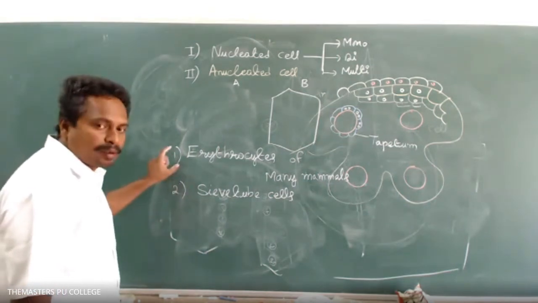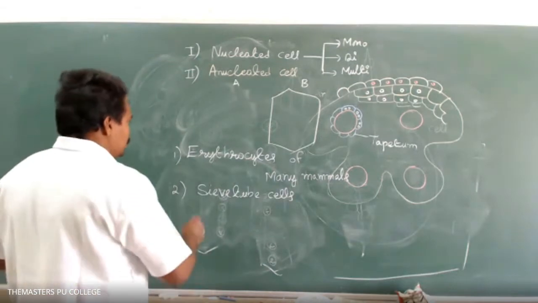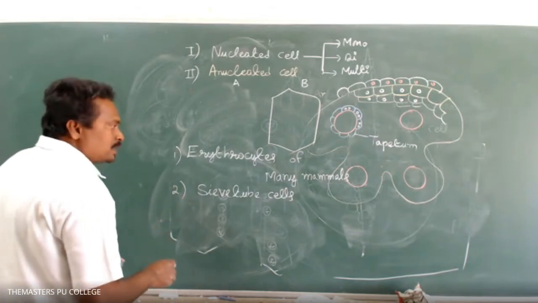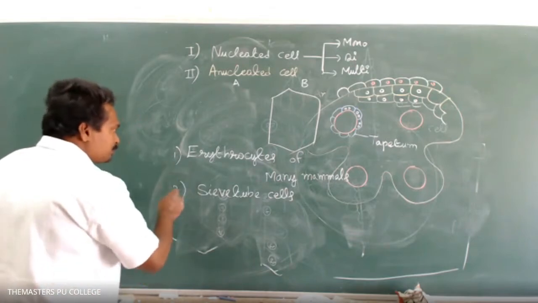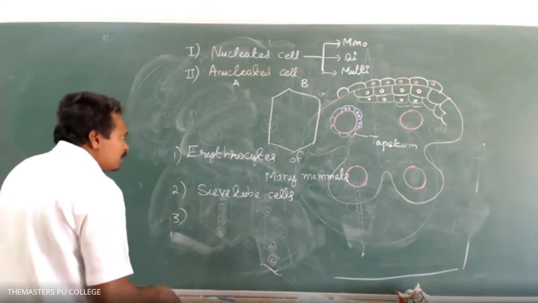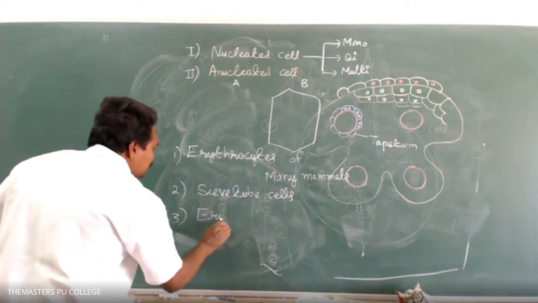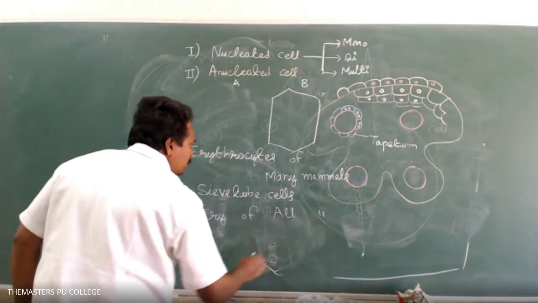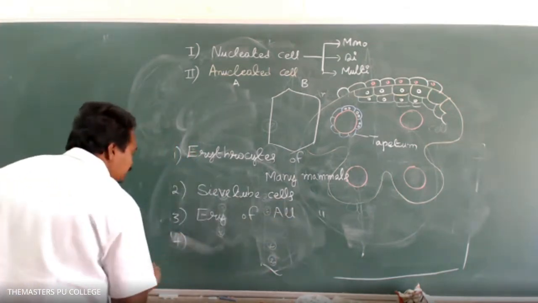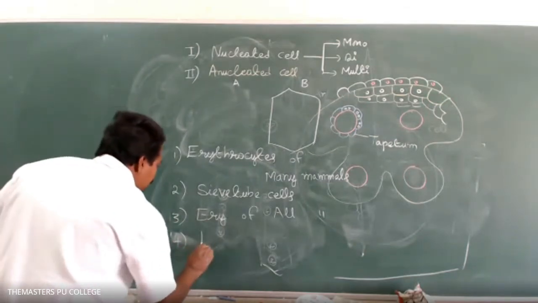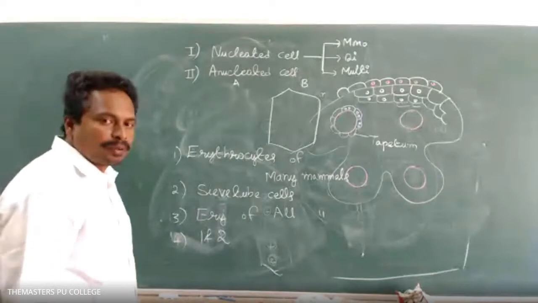Which of the following are enucleated cells? Option 1 is erythrocytes of many mammals. Option 2 is mature sieve tube cells. Option 3, erythrocytes of all mammals. Option 4 is 1 and 2. Very good. Option 4 is the correct answer, 1 and 2.